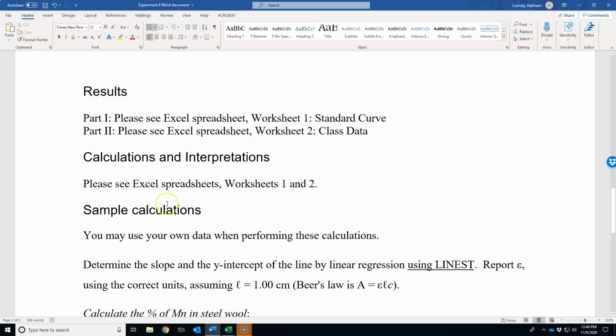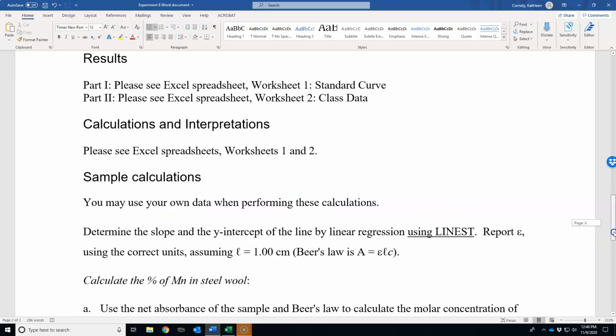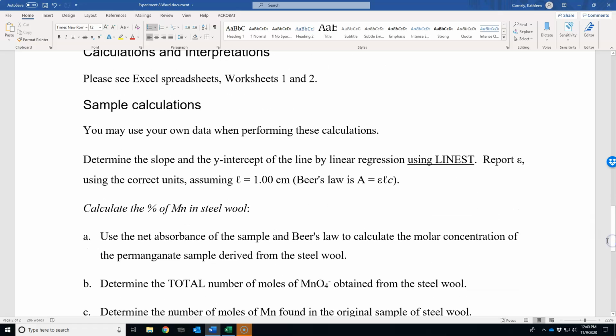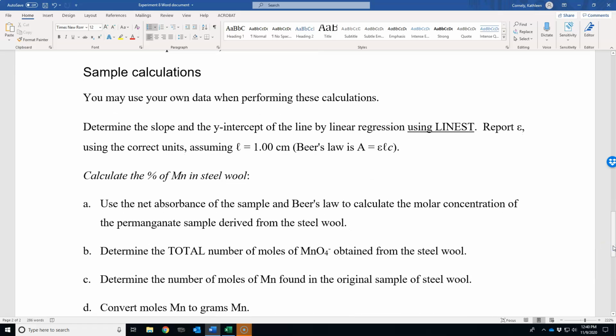A lot of what we ask you to do in the calculations and interpretations is also in worksheets 1 and 2, but we need to see some sample calculations. So it would make sense for you to use one of your samples, your own data, when performing these calculations. And here you can use your own value that you got for your own graph to express epsilon. So we have the slope and the y-intercept of the line, which you'll get using your LINEST data. And then you need to calculate epsilon from the slope.